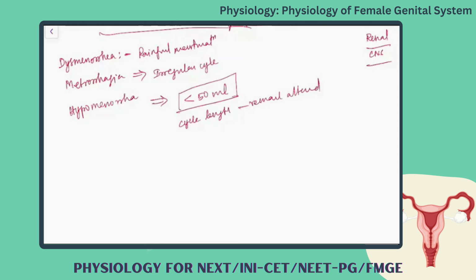For example, if normally the person is using 2 to 3 pads per day, in this case, with less than 50 ml, only 1 pad per day. And if the duration of bleeding is, for example, 7 days, the person will have bleeding for exactly 7 days, but the volume of blood being lost is decreased. So the cycle length remains unaltered. Okay, so that is hypomenorrhea. So these are some terminologies with respect to irregular menstrual bleeding. Okay, clear? Yes.